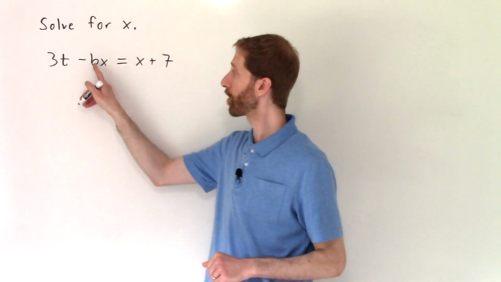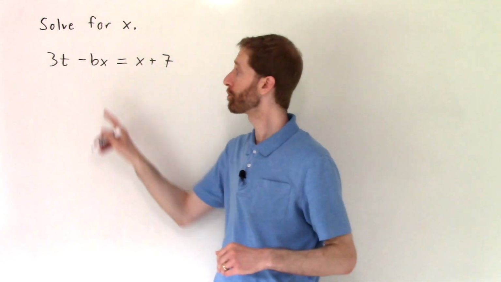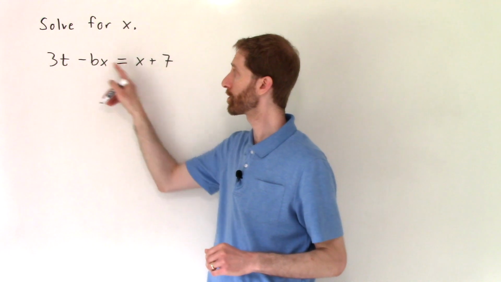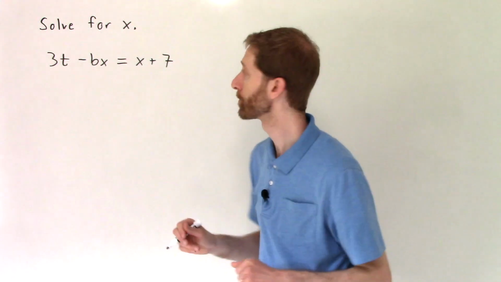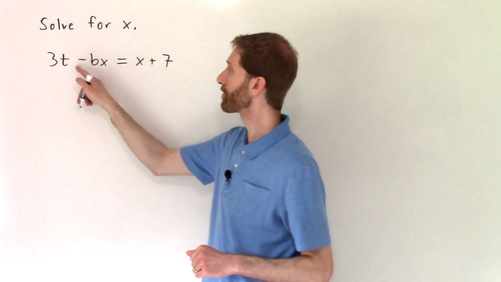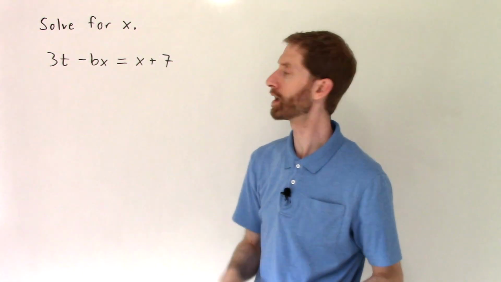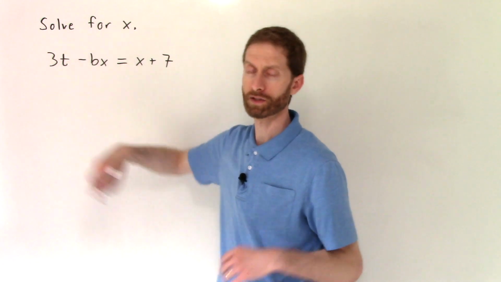We're looking for x, so we need all the x terms on one side. I'm going to bring minus bx to the right side so that this sign becomes positive, since this one is already positive. That's going to lead me to move the 7 over here because it does not have an x adjoining it, and leave the 3t here. So that's my overall plan.